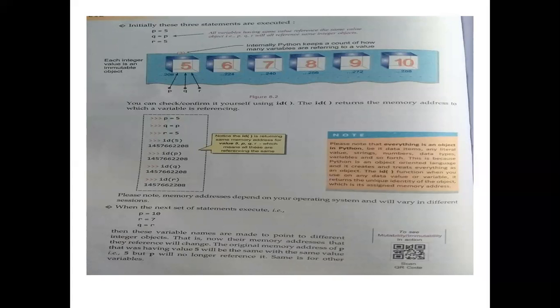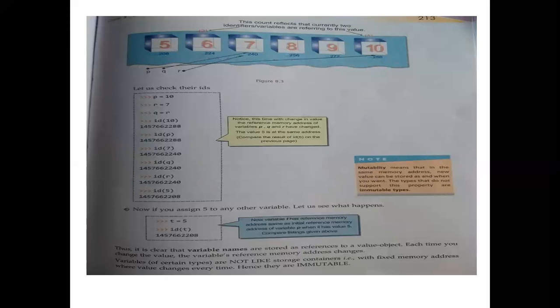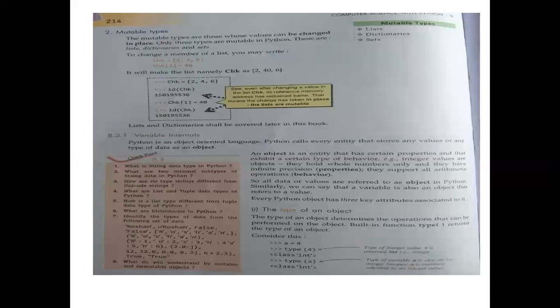The id function, when you use it on any data value or variable, returns the unique identity of the object, which is its assigned memory address. Next is mutability, which means that in the same memory address, a new value can be stored as and when you want. Immutable types do not support this. So what is immutable? The value cannot be changed.